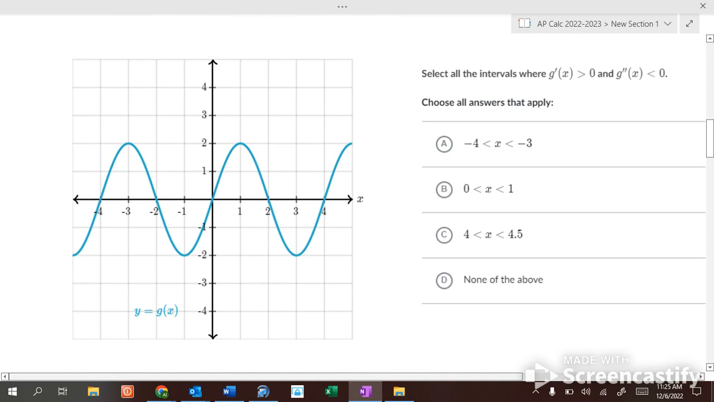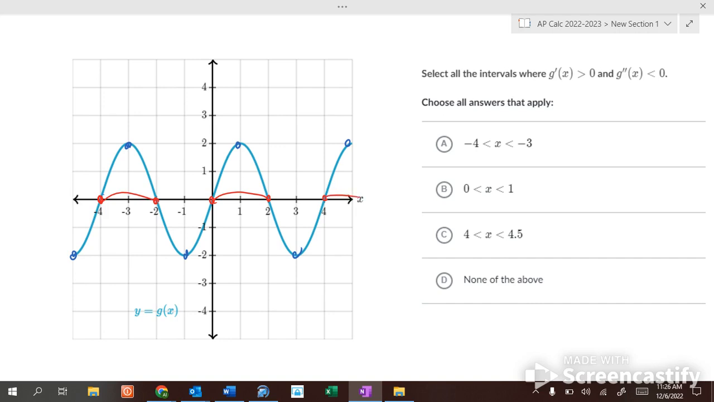Where is the slope positive, but still concave down? Well, the slope is positive from here to here, from here to here, from here to here. The slope is positive there. It's concave down. Let me do this in a different color. It's concave down from here to here, from here to here, and from here on. Concave down here, concave down here, concave down here.